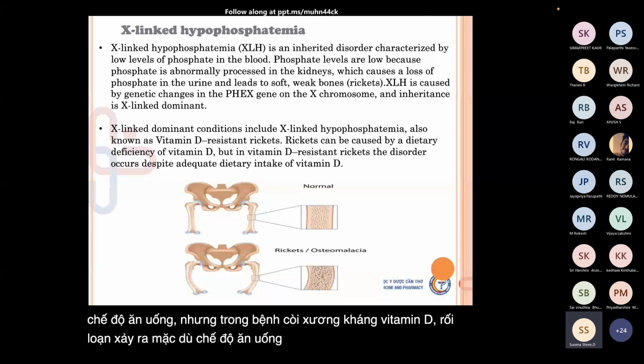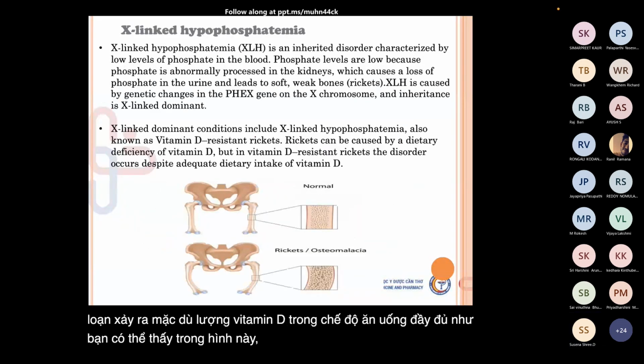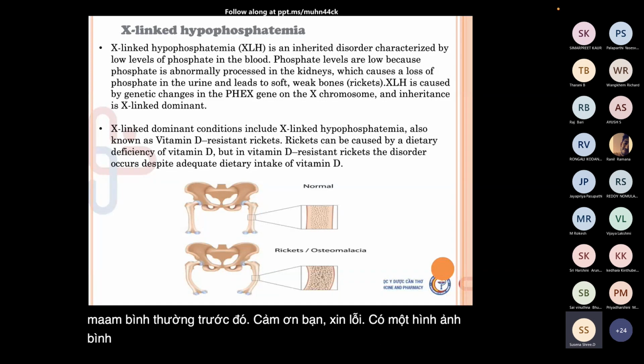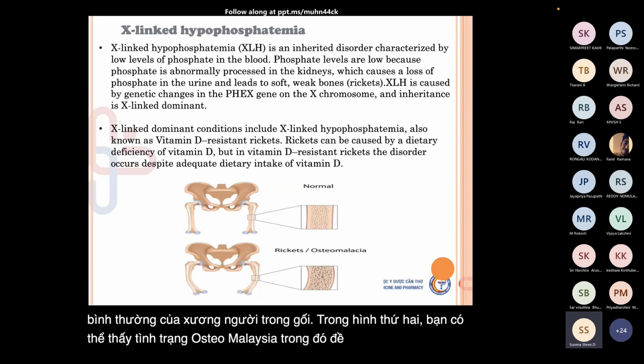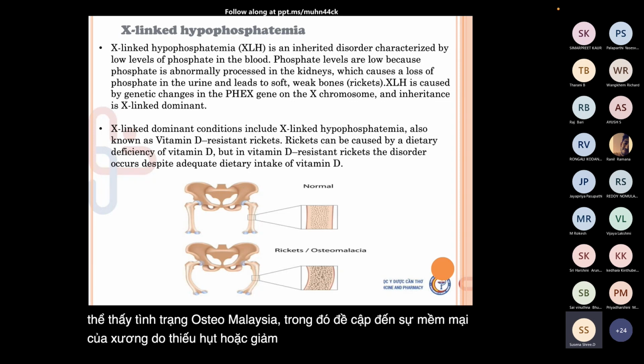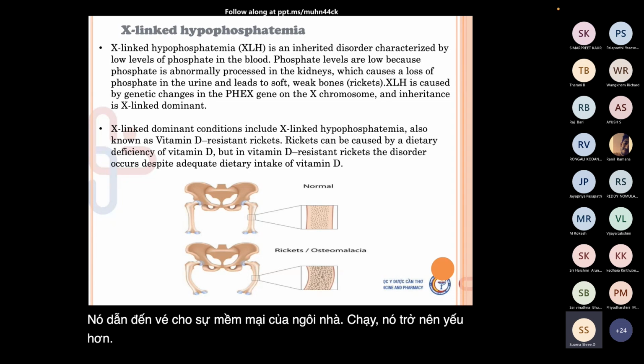As you can see in this picture, there is a normal, ma'am, previous slide. Okay, thank you. Sorry. There is a normal picture of human bones, and below in the second picture you can see the condition osteomalacia, which refers to softness of bones due to a decrease in levels of phosphorus. It leads to rickets or softness of bones, and the bones become weaker. Next slide.